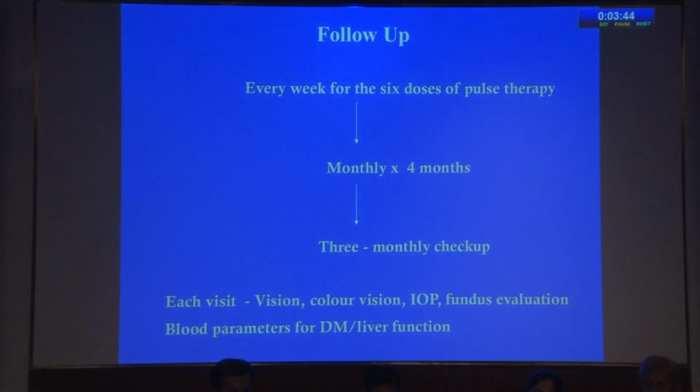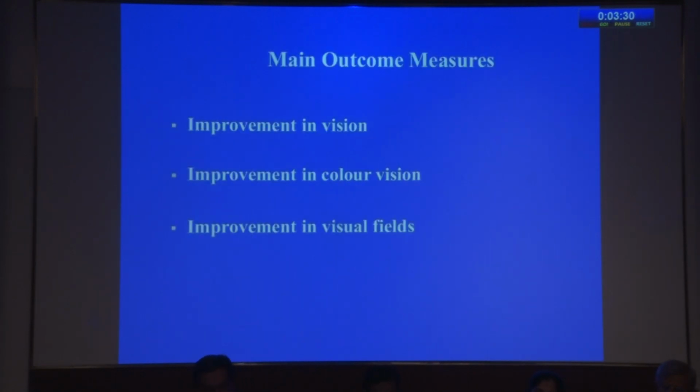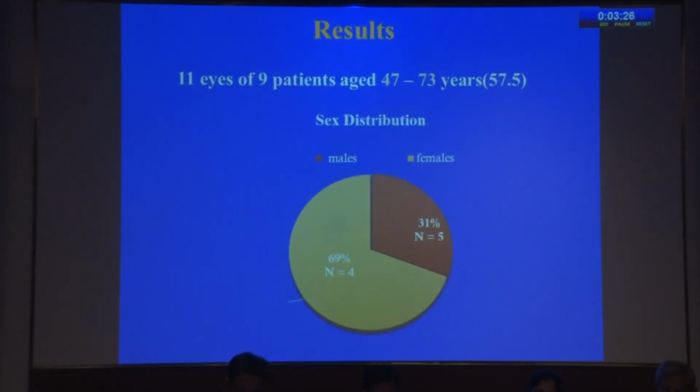Patients were followed up every week for the 6 doses of pulse, then monthly for 4 months and then 3 monthly. At each visit, vision, color vision, intraocular pressure and fundus were evaluated. Blood parameters were also monitored for diabetes mellitus and liver function. The main outcome measures were improvement in visual acuity, color vision and improvement in visual fields.